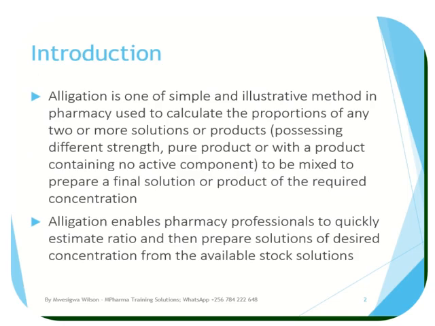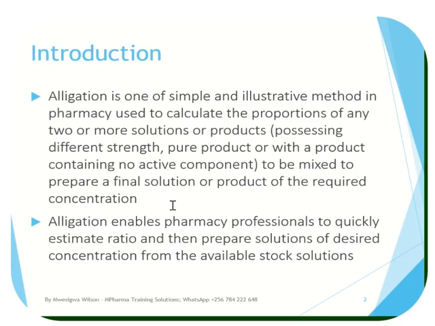So what is alligation? In most of our calculations, we have this method called alligation, which is used in dilution or in concentration. It is a simple illustrative method in pharmacy used to calculate the proportions of any two or more solutions, products or ingredients possessing different strength, or a pure product or a product with no active ingredient, which are supposed to be mixed together to prepare a final solution or product of the required strength.